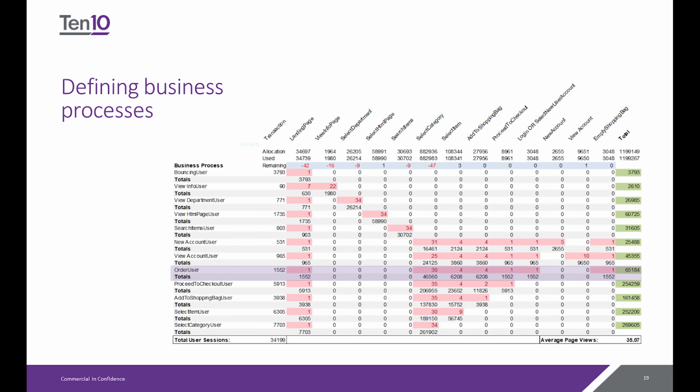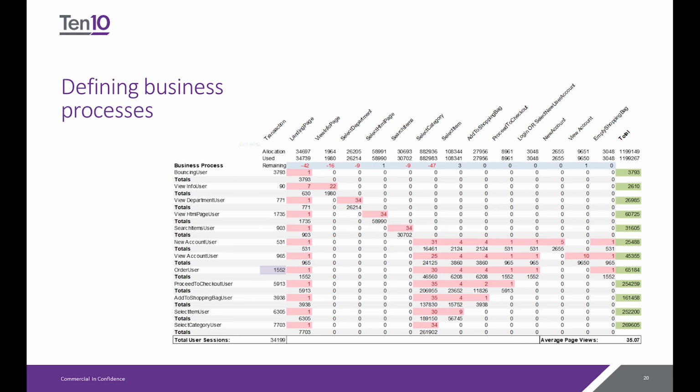So if we just consider a particular user journey, in this case, order user. Every time order user runs, it executes the landing page transaction once, select category 30 times, select item 4 times, add to shopping basket 4 times, proceed to checkout once, log in or select new account once, and empty shopping bag once.